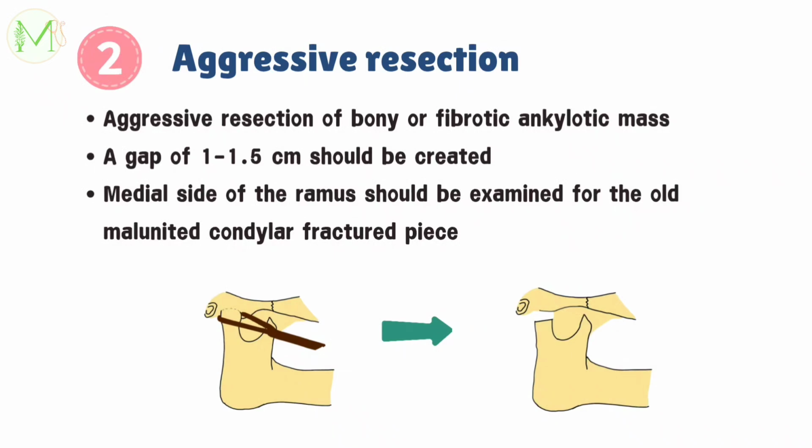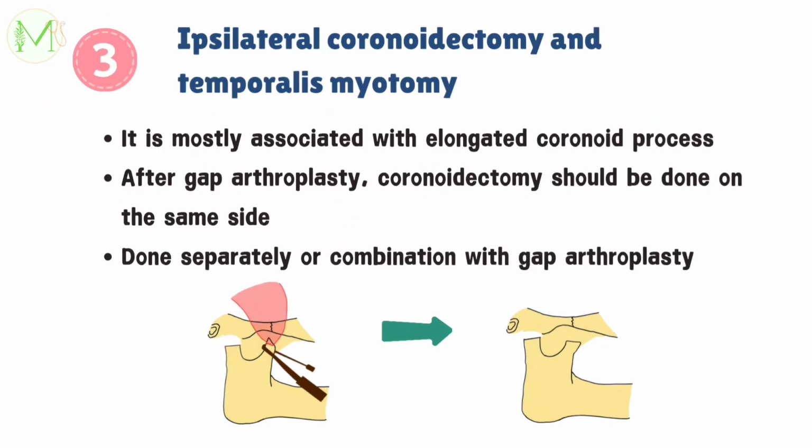By excising that, a gap of at least 1 to 1.5 cm should be created. This process is called gap arthroplasty. Also, we need to examine the medial aspect of the ramus for any old malunited condylar fractured piece. After aggressive resection of the ankylotic mass, we need to proceed with ipsilateral coronoidectomy and temporalis myotomy.